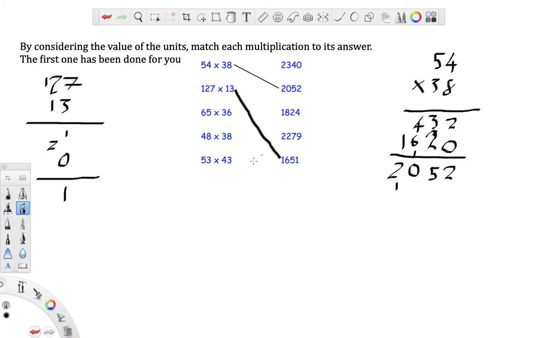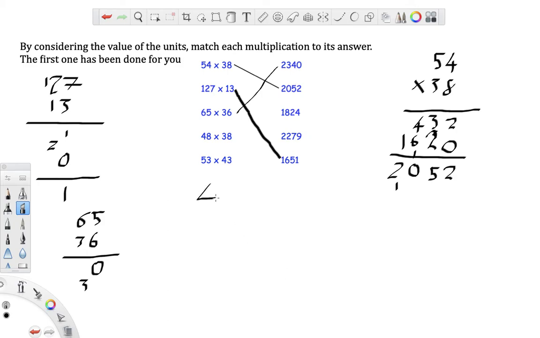So that's sorted that. In the next one we've got 65 times 36. Again, let's just check the units. So 6 times 5, well that is 30, so it will end in a 0. So we're quite comfortable in knowing that it would be 2340. It would match that because there's no others here that have a 0.